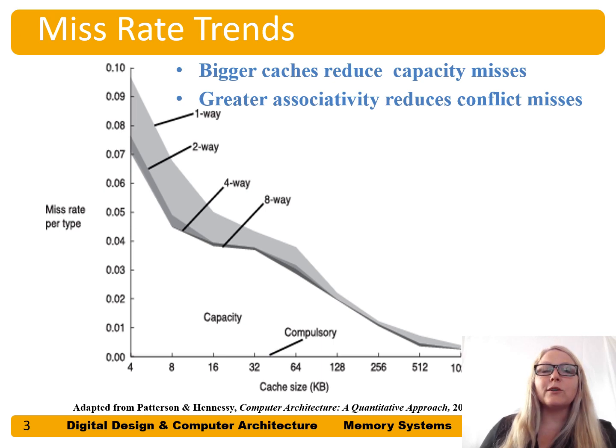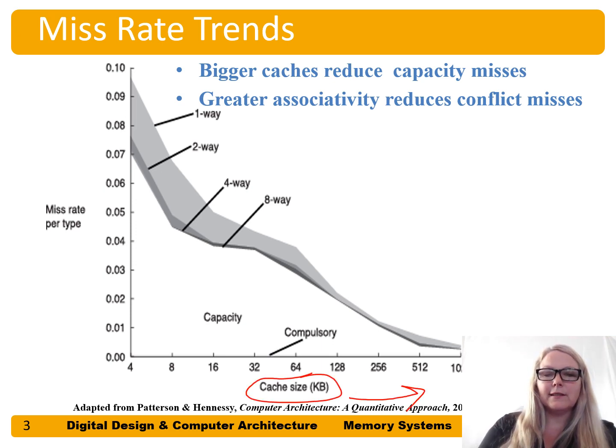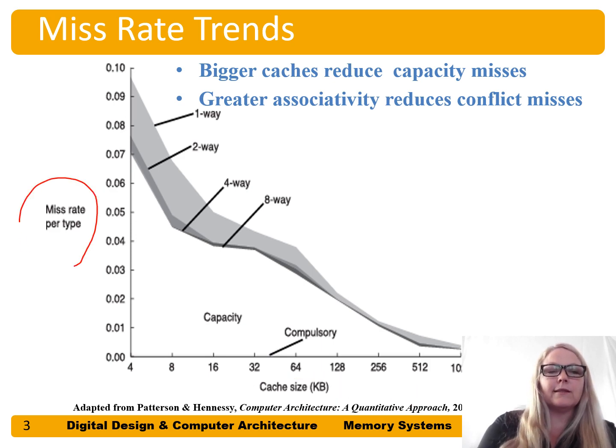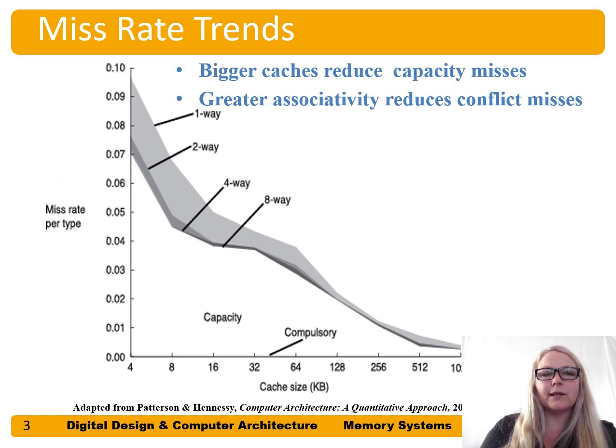So here's a graph showing miss rate trends. You can see the cache size on the bottom, increasing to the right, and this is in kilobytes. And then we have our miss rate type and overall miss rate going up. So you can see some typical miss rates of caches. This is a 10% miss rate, which is a relatively high miss rate for a cache, and then this goes down to a 1% miss rate down in here, or below 1%.